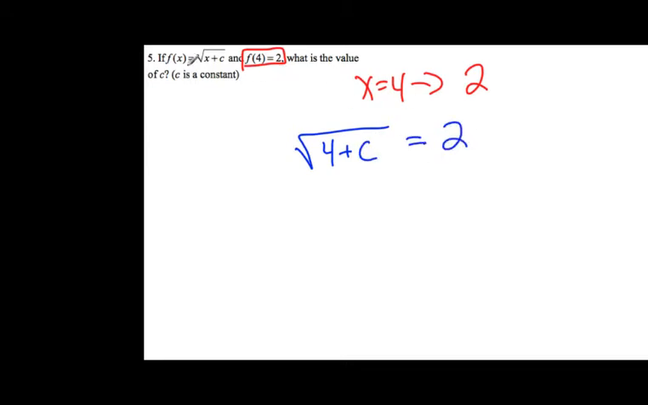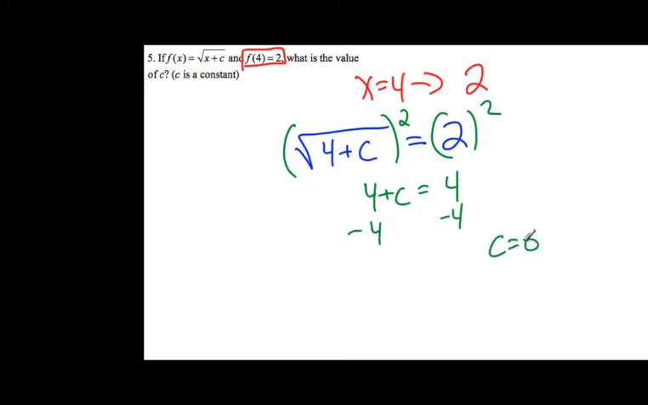Here, this f of 4 equals 2 means when I plug in x equals 4, the result is 2. So let's try that. When I plug in x is 4, 4 plus c, the result is going to be 2. Or f of x is going to be 2 when I plug in x is 4. So now we're going to do a lot of these questions, so don't worry if you're not sure. Square both sides. 4 plus c equals 4. So then minus 4, c equals 0.